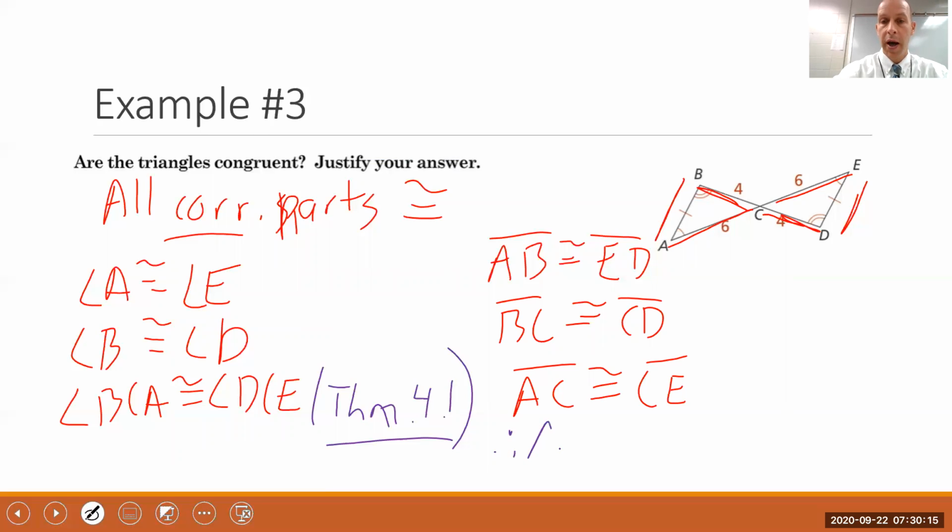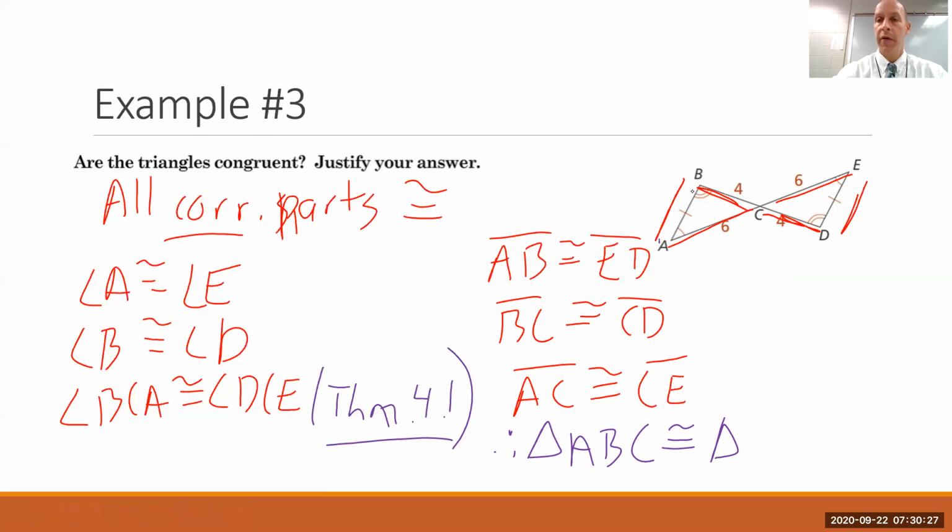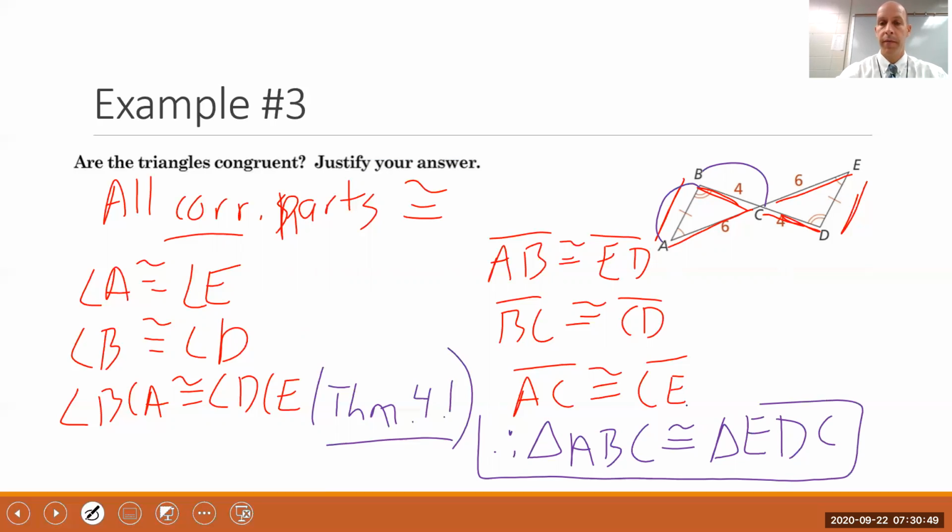Therefore, triangle ABC has to be congruent with triangle... Now here's where we're going to be careful. The order of the letters is very important. Since I went from A to B to C, I have to go in the same order. So angle A corresponds with angle E, so if A is first here, E has to be first here. If B pairs up with D, that's got to be D. And then it's going to be C. And there's your congruent statement.